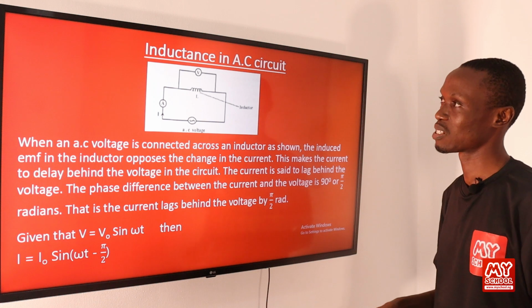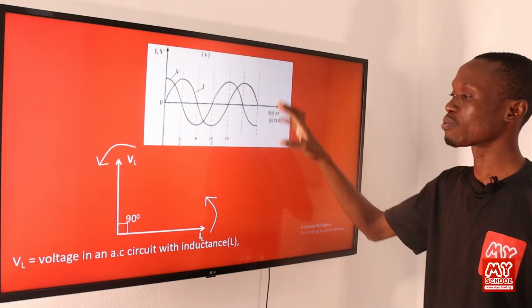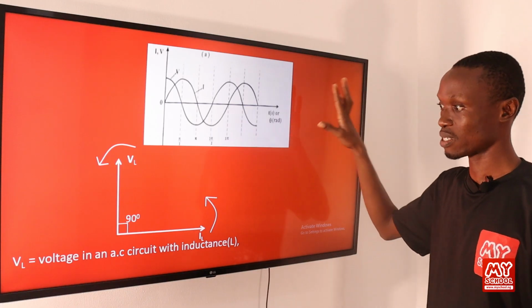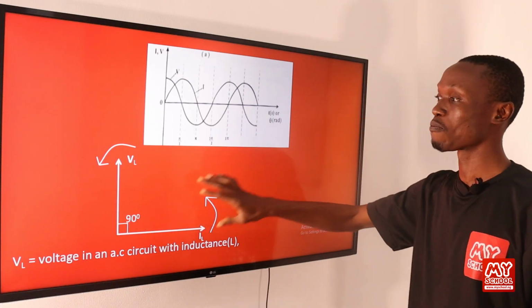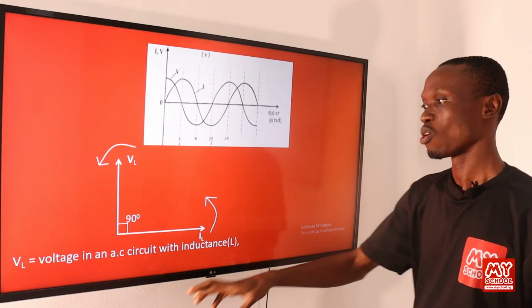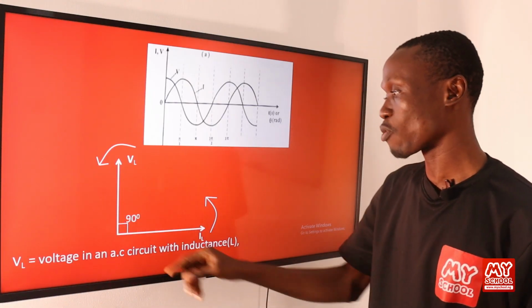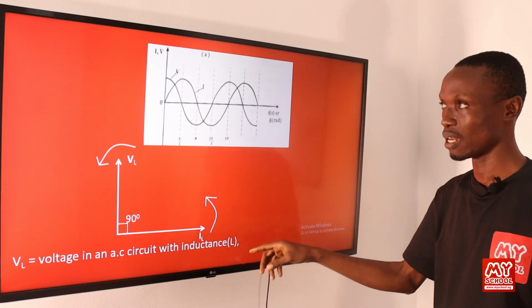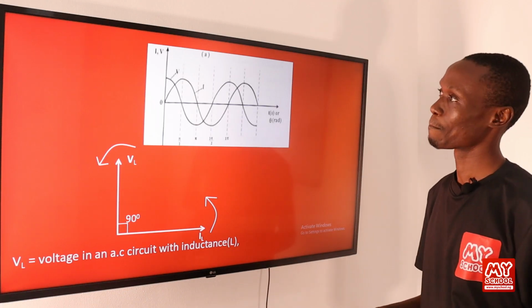Okay, so let's move to the next slide. Now, this is the graphical representation of inductors in an AC circuit. This is the vector representation, where VL is equal to the voltage in an AC circuit with inductor L. Let's move to the next slide.